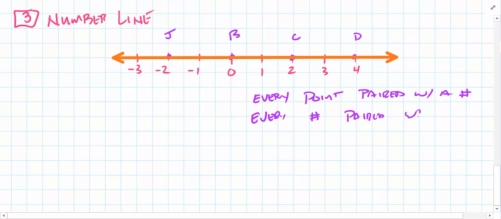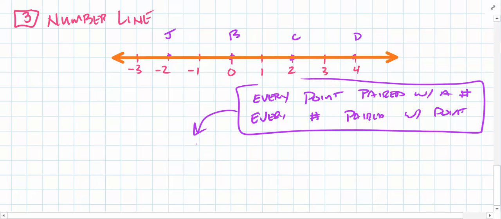Right? I compare the point C to number 2. I can pair these together. I could pair number 4 with point D. You guys go with that part? Does that make sense? Okay. So this right here, doing this very, very simple basic step, allows us to talk about length. This is why we do this. This allows us to talk about length.